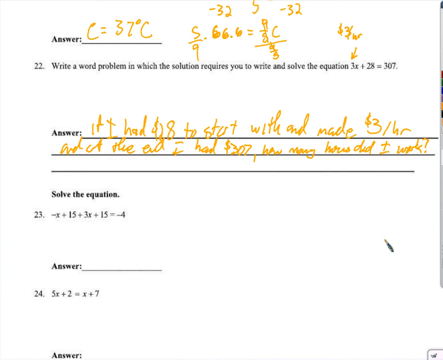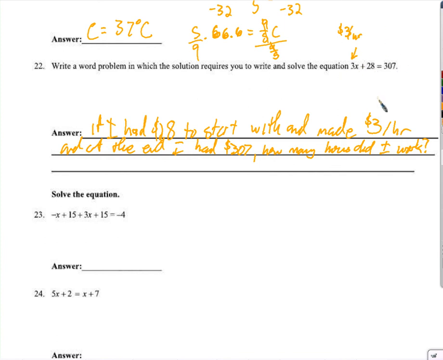Let's see. I started at $8, and somebody bought things from me at $3 per unit. Like, I was selling little things that I made, right? Little paper cranes. I folded a bunch of paper cranes, and I was selling them at $3 a piece. And I made $307. How many paper cranes did I sell? Right. That's the kind of thing that I was thinking.